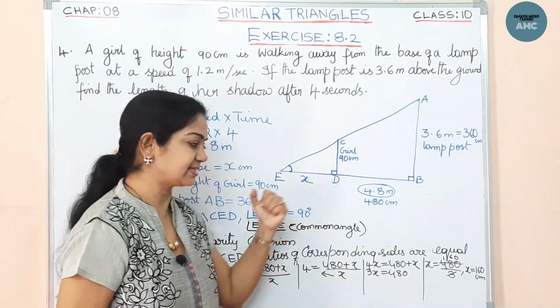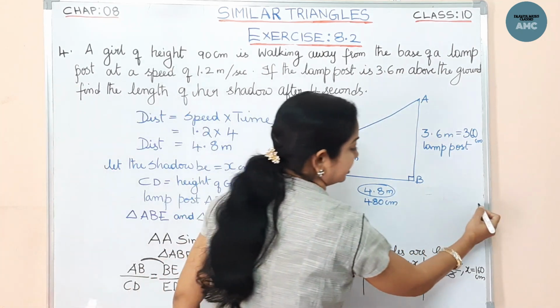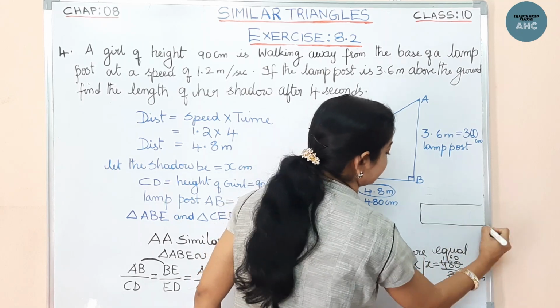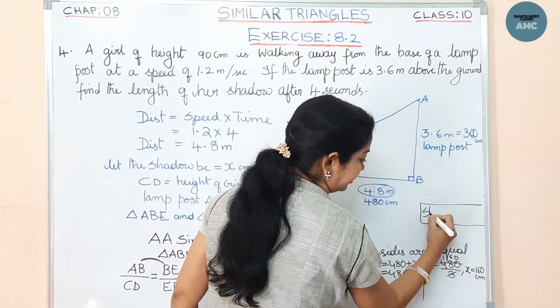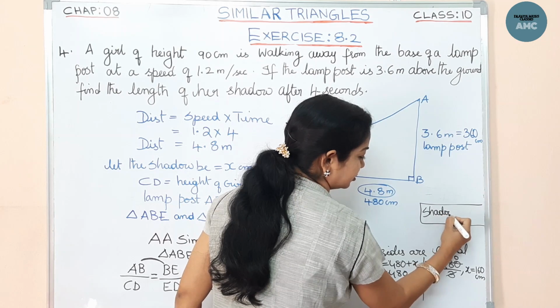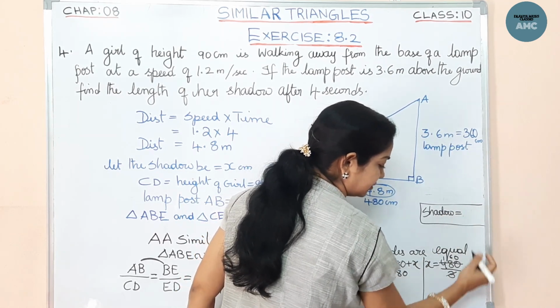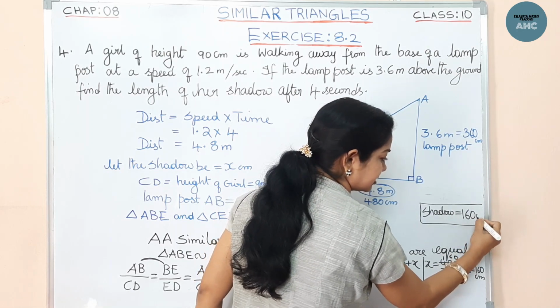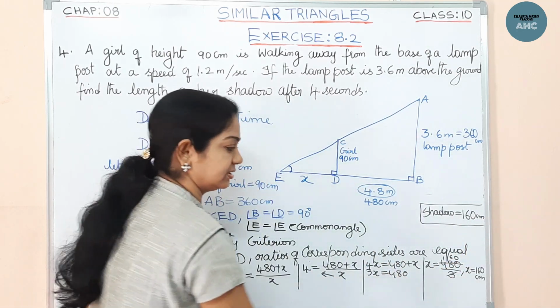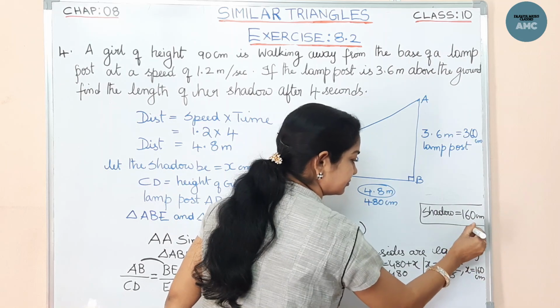Now what is x here? The shadow. Now here I am writing, because there is no place there, here shadow. Shadow is equal to x. No need of writing x because we got 160 centimeters. Right, this one I have written it here.